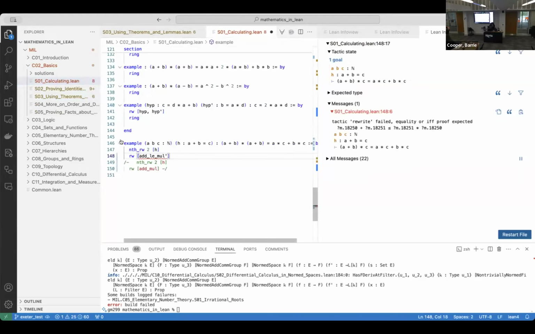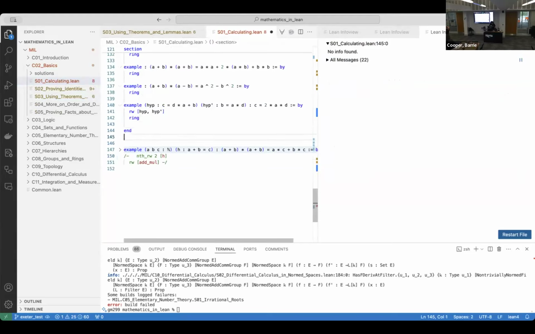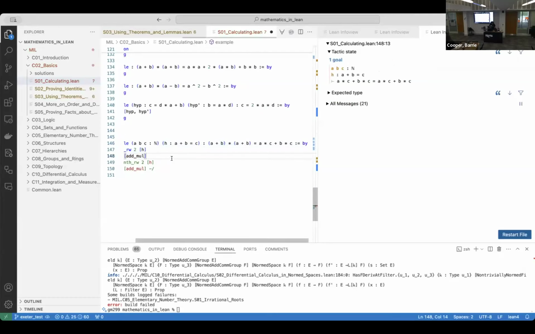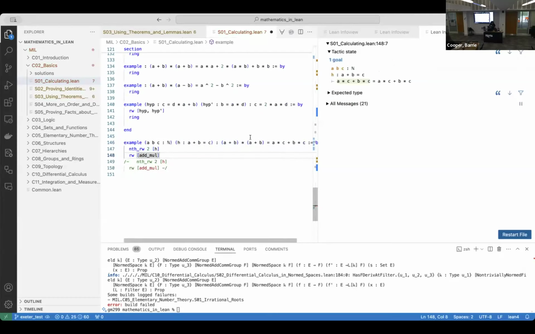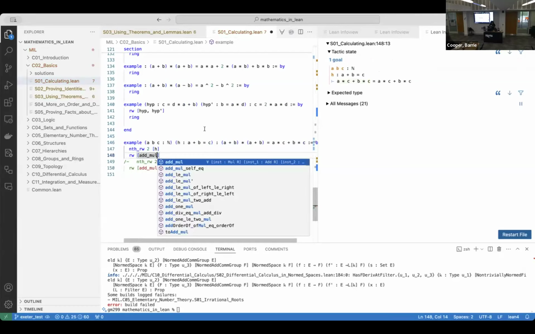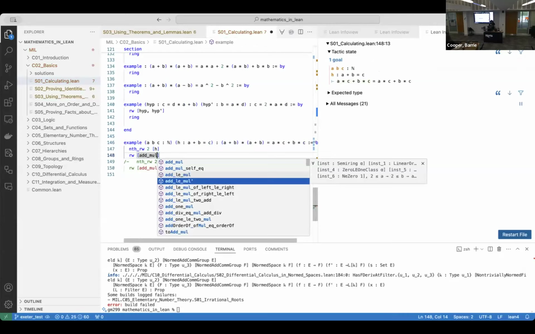Oh yeah, I don't know how. Yeah, so it probably depends upon what class it's in. Wait, go back to rewrite add_comm. I want to show you a trick that you may or may not know. Put your cursor after the L and do control space. Now don't click anything, use arrow keys to go to add_le_mul prime, and now control space again. That's for semi-rings. And now you can hover over it.